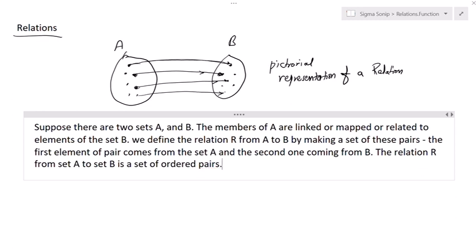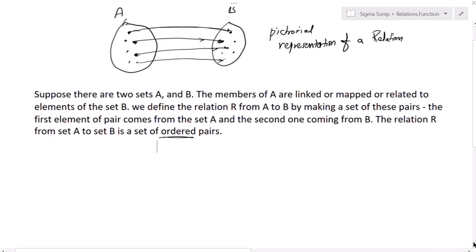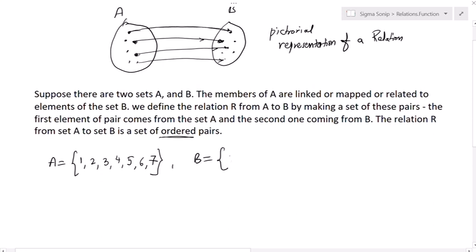And why do we call it ordered? Because the order is important. We cannot reverse the order of elements in these pairs. Let's look at an example, and I think that will make things very clear. Let's define it like this: we have a set called A, and it has elements 1, 2, 3, 4, 5, 6, and 7. And then we have another set called B, which is 1, 2, 3, 4, 5, and it goes up to 12.